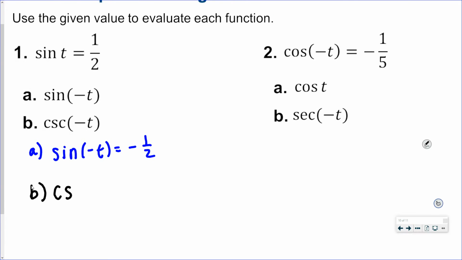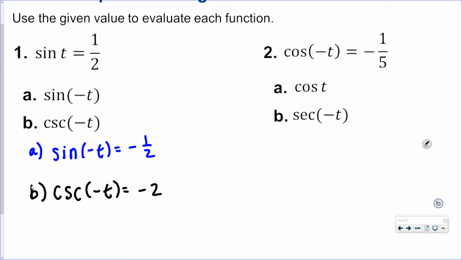What would the cosecant be? It is odd, so it's going to be negative, and its reciprocal of sine. Good. So it's going to be negative 2 over 1. You have to do the reciprocal. It's going to be negative 2. Nice. Why? Because these are reciprocals of each other.